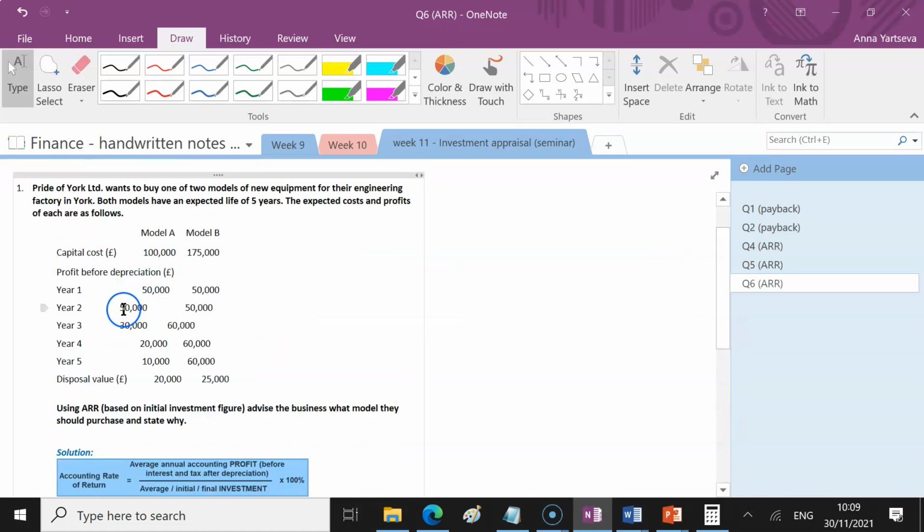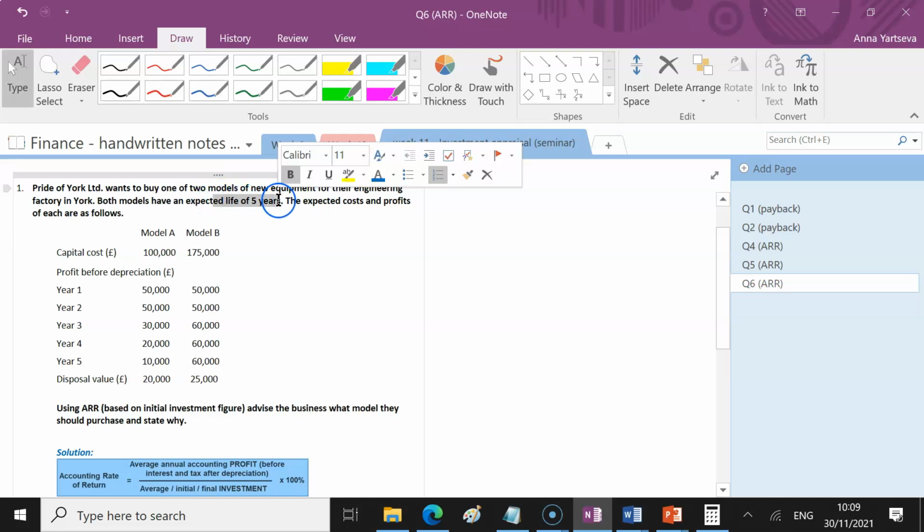Next, here we have a choice between different alternative investment projects. There is a company who wants to purchase, or considers buying, two types of equipment, two models of equipment, which cost different amounts of money. The first model costs 100,000. Another model is more expensive. It requires an investment of 175,000. And if you purchase this particular type of equipment, it will probably have different productivity and it will generate different types of cash flows. It will also have different disposal values. So these are our numbers.